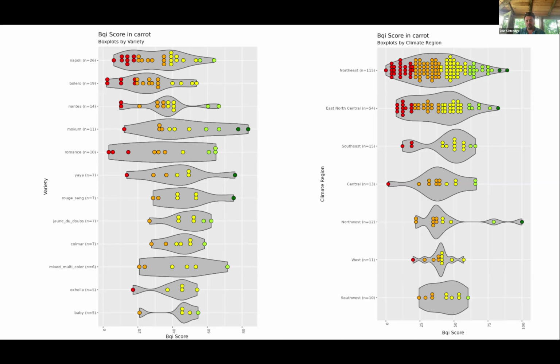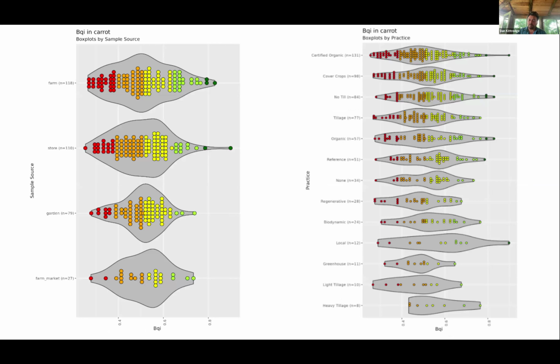The second slide on the right, by climate region, those are USDA climate regions: Northeast, East, North Central, Southeast, Central, etc. Again, variation across the board. You can do a bad job in any climate zone or soil type, or a good job. It's not the soil or the climate that seems to be what's correlating. Next slide.